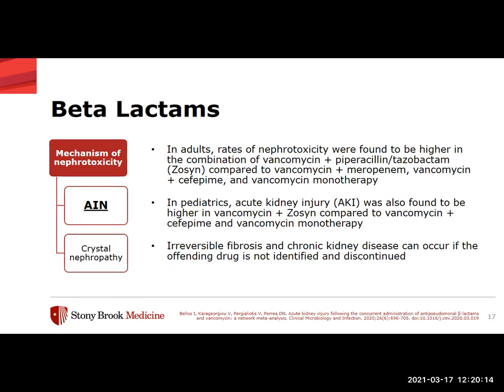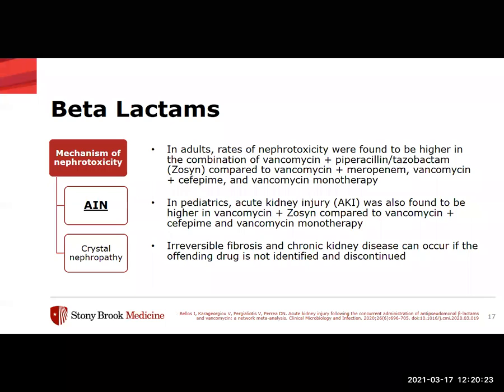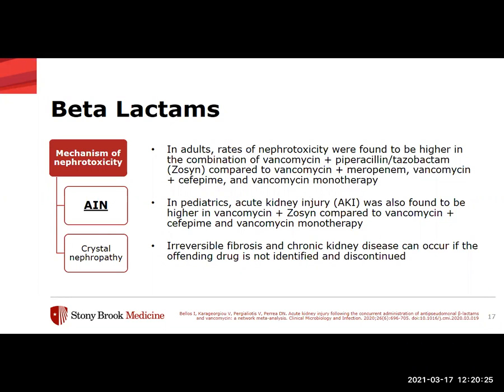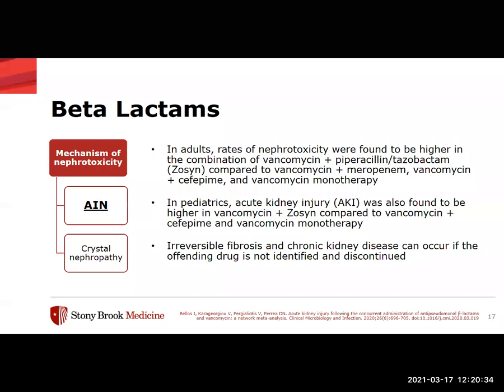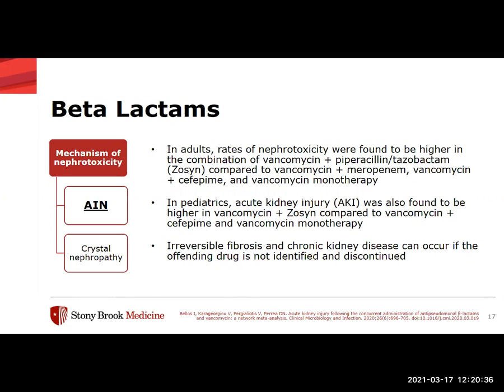So in the adult population, the combination of vancomycin and Zosyn was found to have significantly higher rates of nephrotoxicity when compared to vancomycin and other beta-lactams such as meropenem and cefepime, or even vancomycin monotherapy. Additionally, in the pediatric population, this combination was also found to have significantly higher rates of AKI compared to the other groups. However, we'll speak more about the vancomycin plus beta-lactam combination later on in the presentation. I just wanted to highlight that ultimately the nephrotoxic beta-lactam should be isolated and discontinued in order to prevent potential fibrosis or chronic kidney disease.